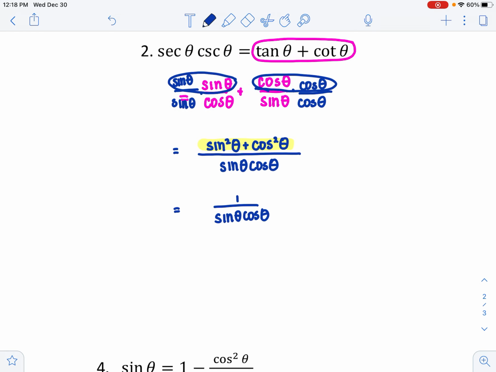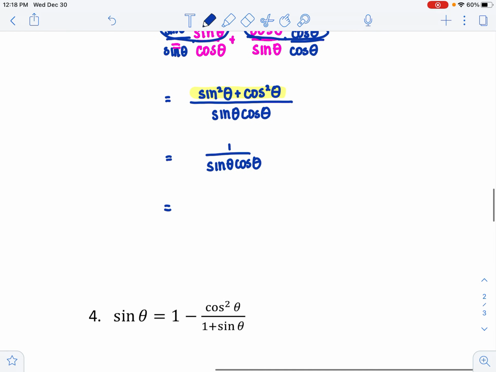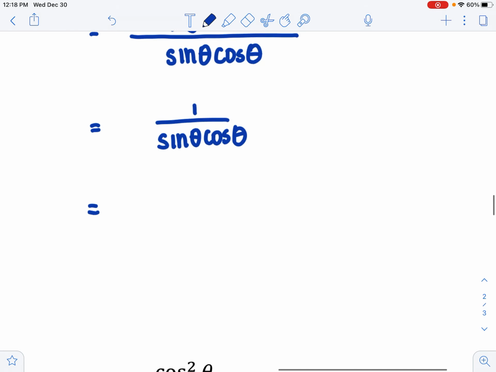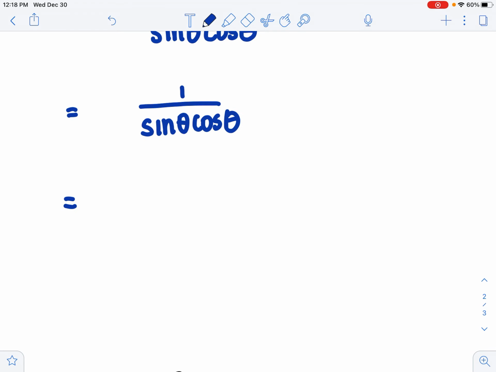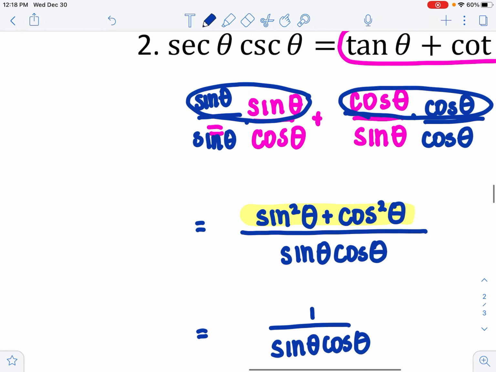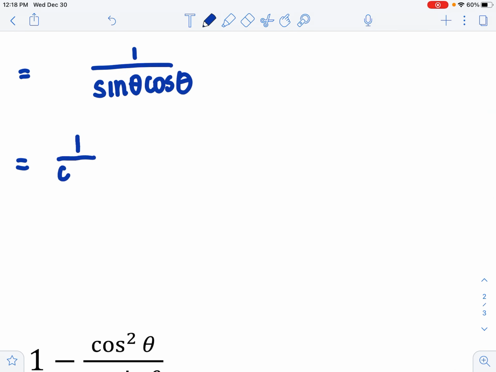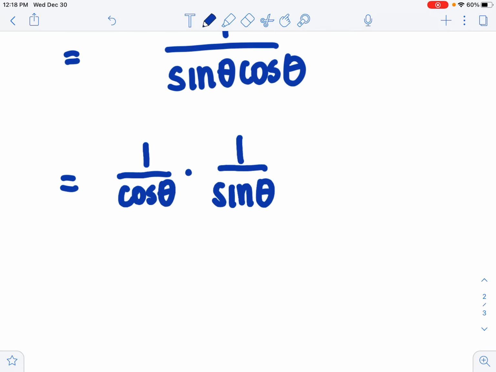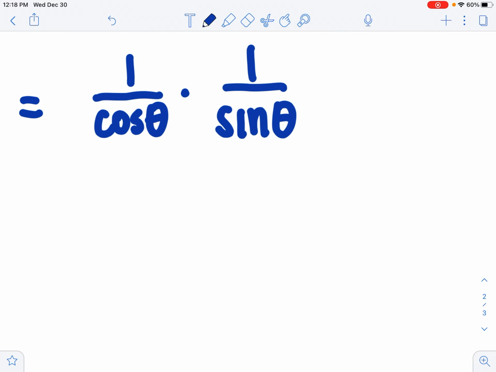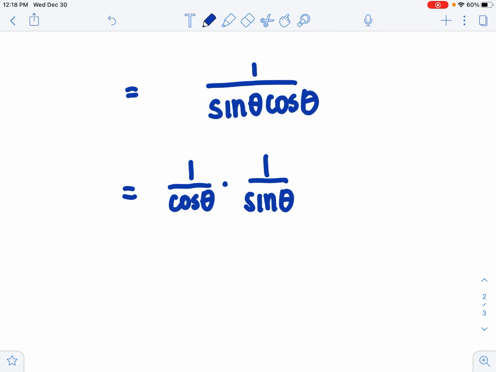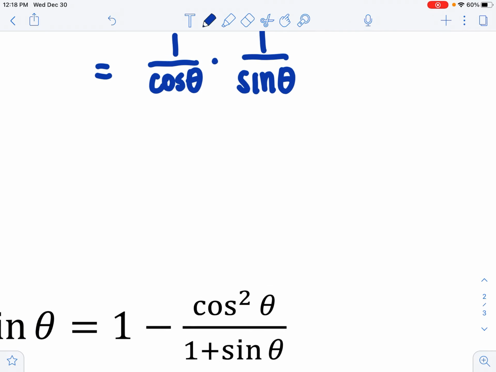And now if I look, I need it to be secant, cosecant. So I want to split this up so it's two different fractions but still being multiplied, right? I want this one to be secant, which is the same thing as 1 over cosine, and then this to be 1 over sine. Now, some people will be like, wait, can you do that? If I asked you to multiply this, 1 times 1 is 1. Sine times cosine is sine cosine, right?